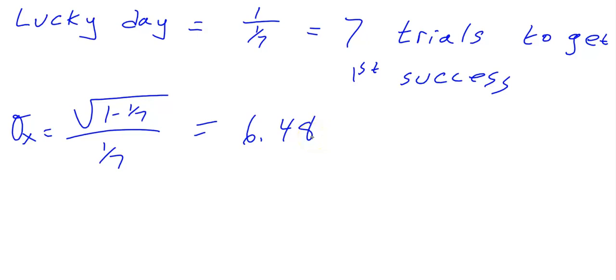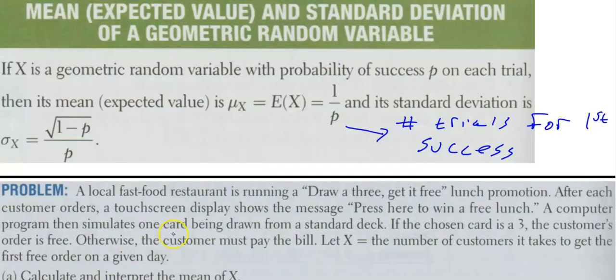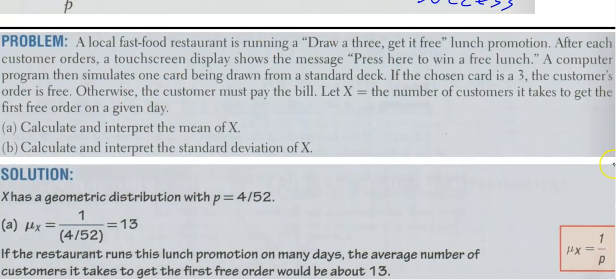Not the number of successes, the number of trials will typically vary by about 6.48 trials from the expected number of trials of 7. So that's what that is all telling me. All right, so let's back it up and take a look at the problem they want us to do.